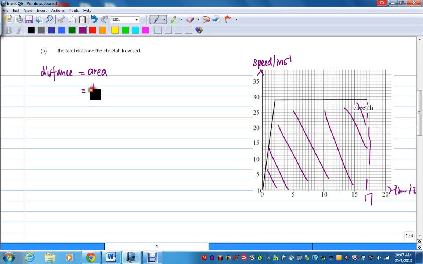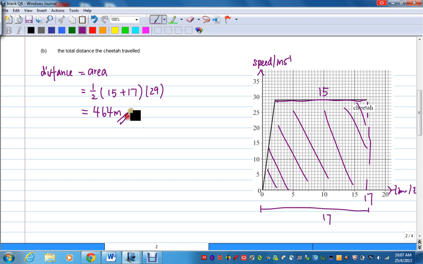So this is the area of a trapezium. The length from here to here, this is 15. Then from here to here, this is 17. So half times the sum of the parallel sides times the height, that will give me a total distance of 464 meters. So this is using the area under the graph.